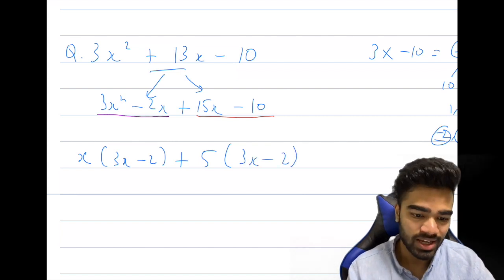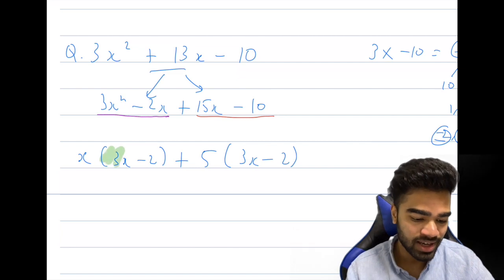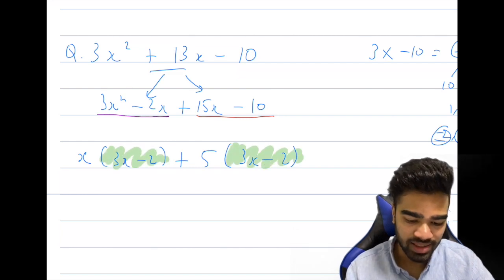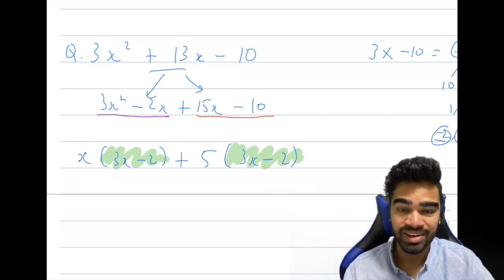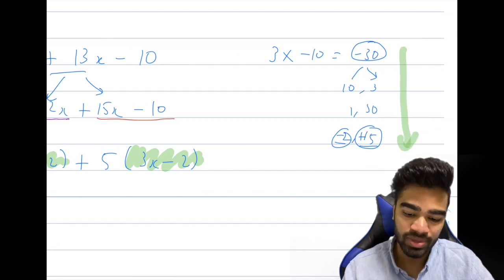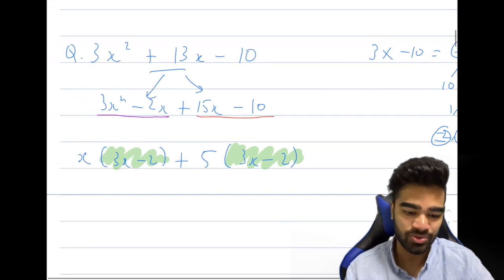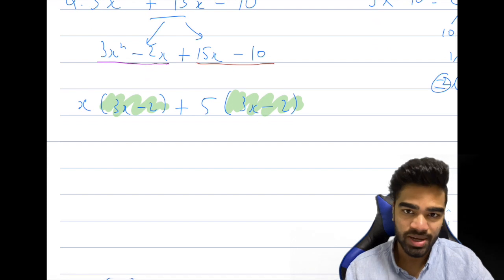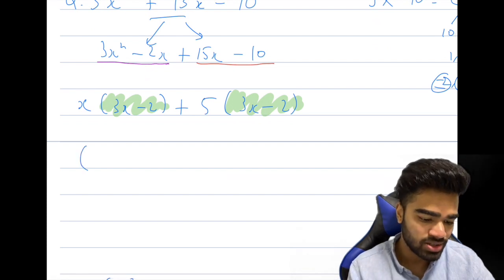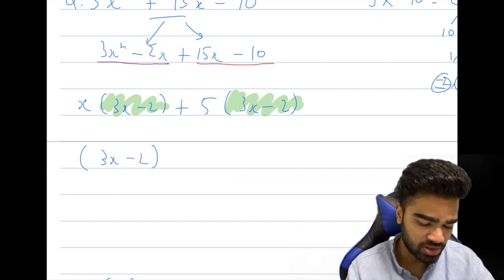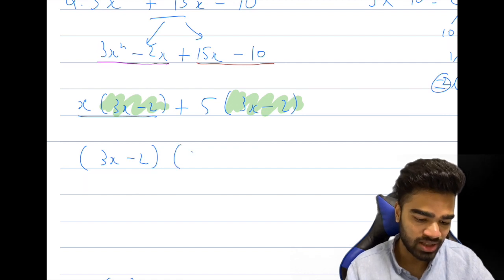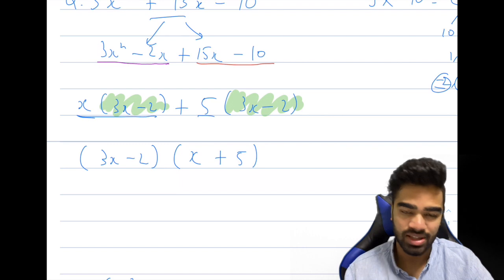Again, you'll notice, if you did everything correctly, this inside the brackets and this inside the brackets should be the same thing. If they're different, that means you made a mistake somewhere over here. So that means you have to go back and fix it. But 3x minus 2 is common, so let's factorize it out. So you're left with 3x minus 2, and then in the other brackets, x plus 5. So this and this. Okay, so that's it, you factorize it.